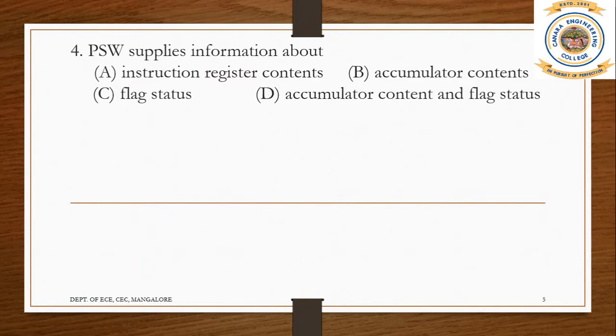Next, PSW, or nothing but program status word, supplies information about what? Whether it gives you information about instruction register contents, accumulator content, flag status, or both accumulator content and flag status is the question. So to answer this, you should be thorough about program status word.